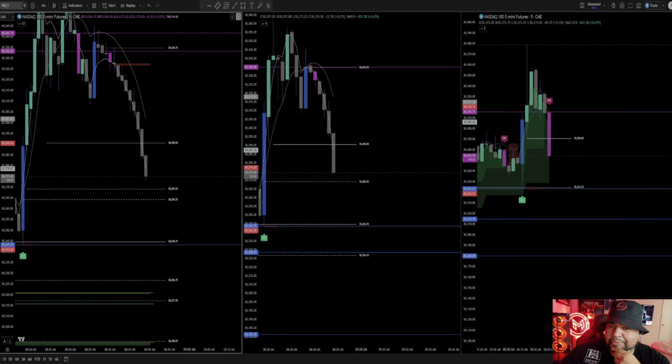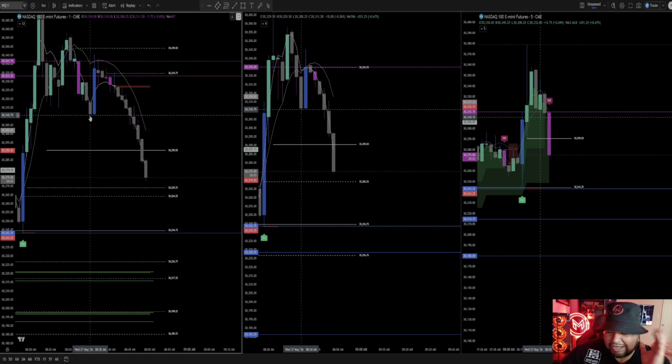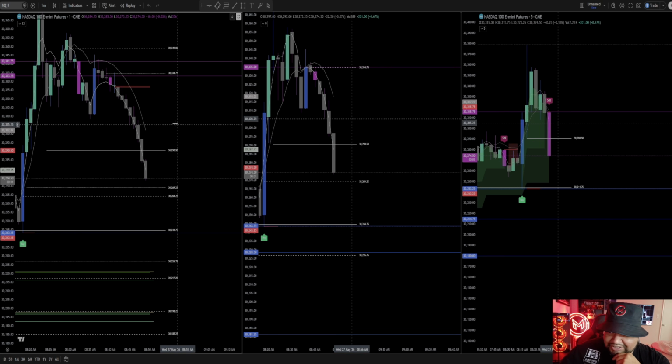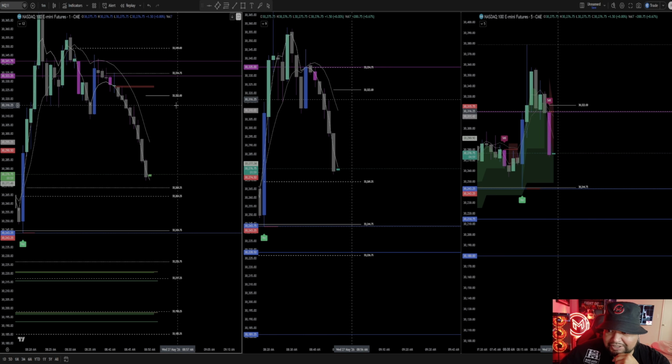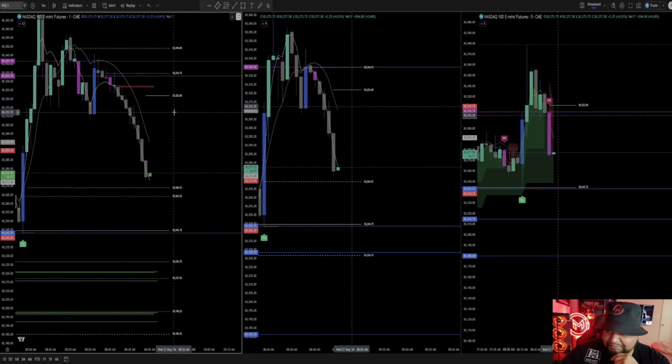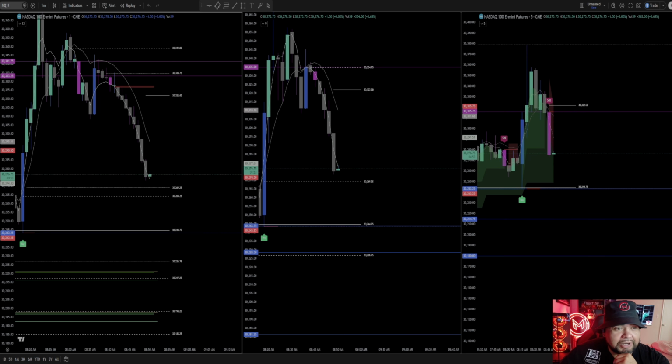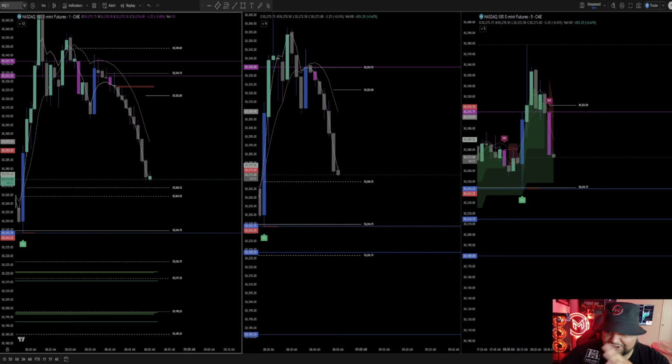If anybody caught it from 310, it is a nice short, not one I would have taken. But still, it was a low risk too. It was literally like a 6-7 point risk. But I've been really honed on my rules, so it's fun to watch it.